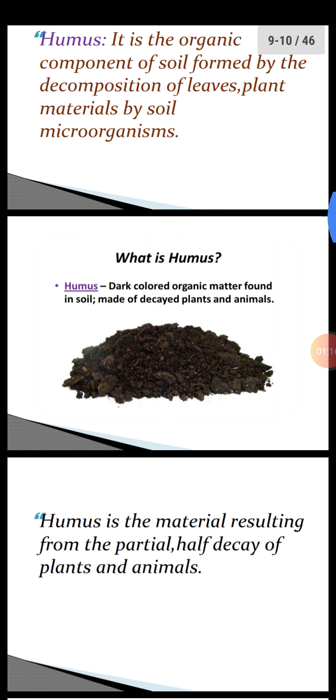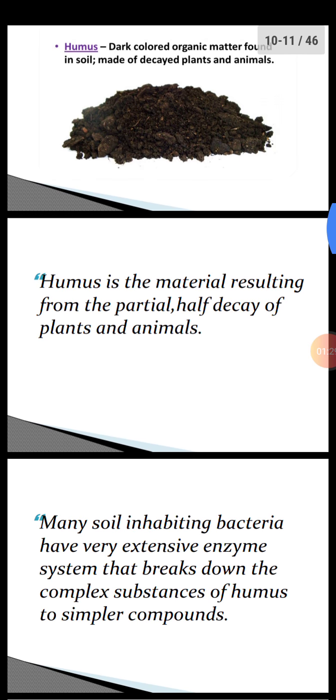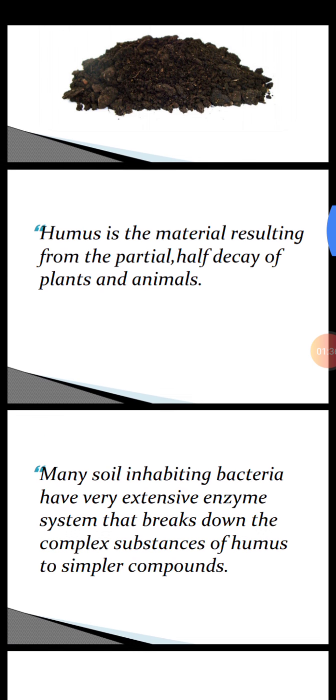Picture is shown. What is humus? Humus is dark colored organic matter found in the soil and is made up of decayed, decomposed, dead plants and animals. Humus is the material resulting from partial, half decay, decomposition of plants and animals.